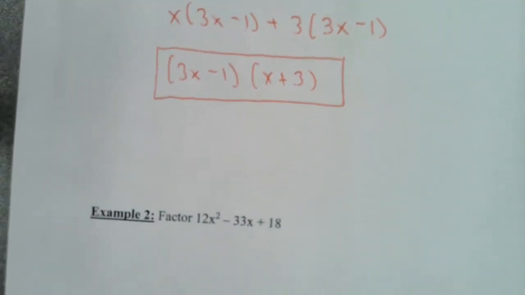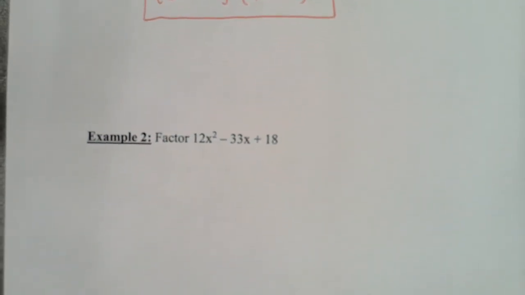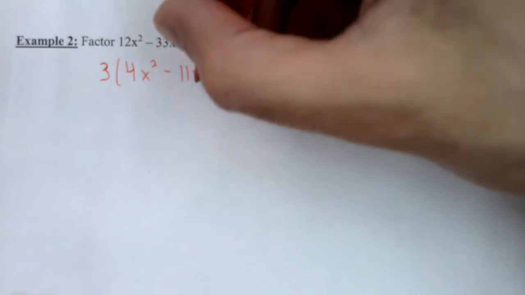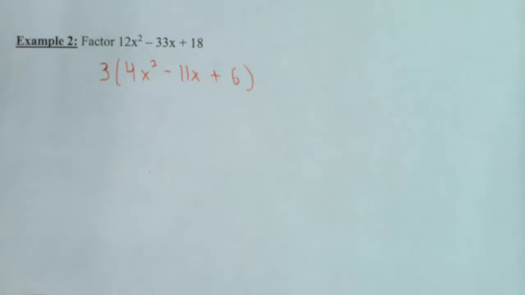Let's try one more. Factor 12x squared minus 33x plus 18. Always check for GCF first. This one has a GCF of 3. All three terms have a 3 in common. So you factor out the GCF of 3, and you're left with 4x squared minus 11x plus 6.